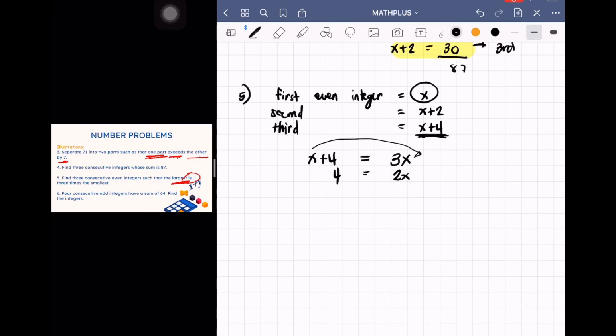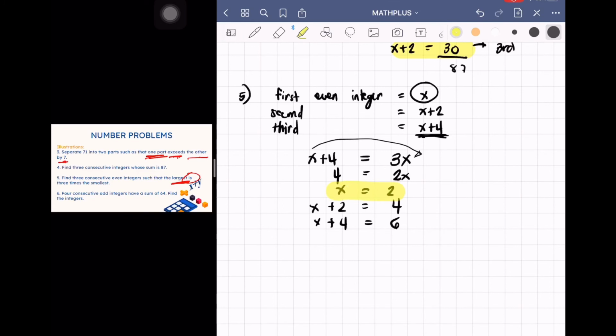Dividing both sides by 2, you will get here x equal to 4 divided by 2, that's 2. Then I just switch the positions. Or, you can do it mentally, switch them right away. Right? So, you have here x equivalent to 2. So, if the first integer is 2, the second integer should be 4, and the third integer should be 6.